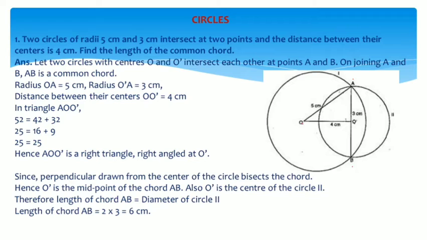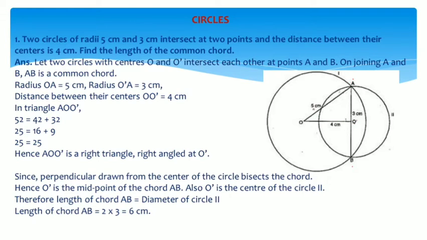For this question, we will join the centers of both the circles. So O, and suppose the center of the second circle is O dash. We have joined O and O dash. Then center O is joined to point A, and A is already joined to O dash. Now let me take this triangle AOO dash and focus on it.